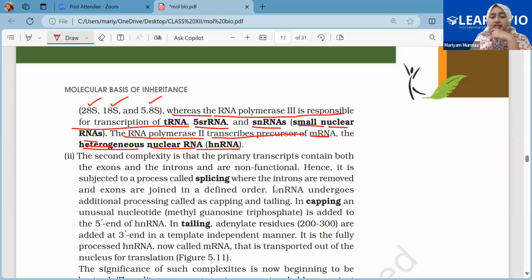Now, the second complexity is that the primary transcripts contain both the exons and the introns and are non-functional. Hence, they are subjected to a process called splicing. So, after the mRNA is synthesized, it contains the exons and it also contains the introns.